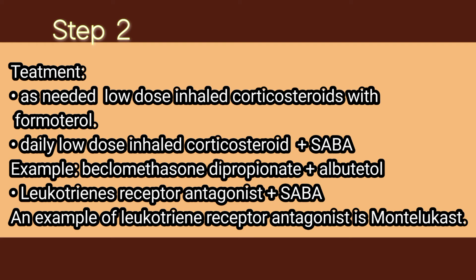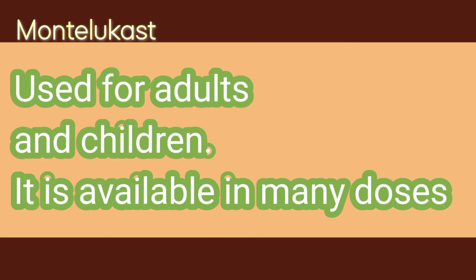Leukotriene receptor antagonists are used when the patient cannot tolerate taking inhaled corticosteroids, or when the patient is suffering from allergic asthma and allergic rhinitis. An example of a leukotriene receptor antagonist is montelukast. Montelukast is used for adults and children, and it is available in many doses.